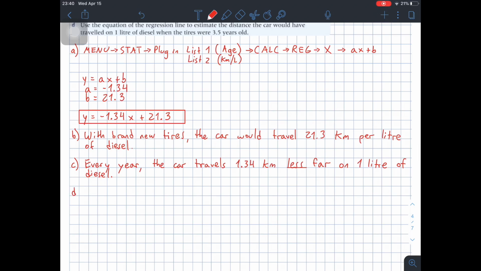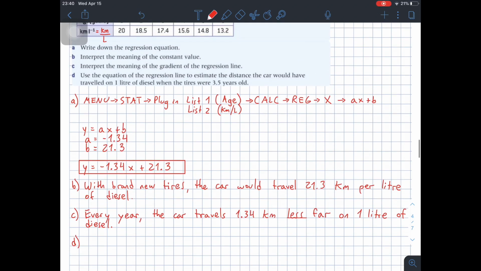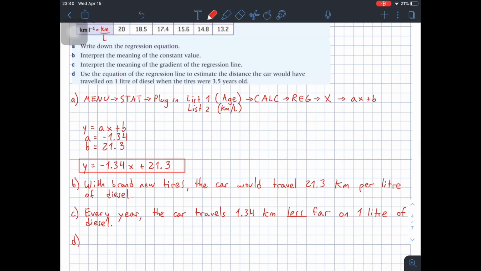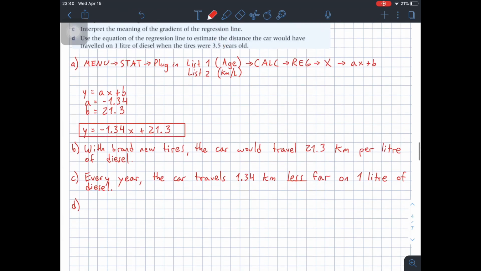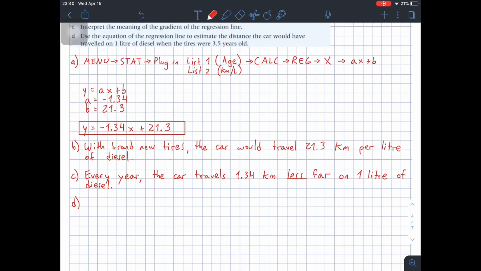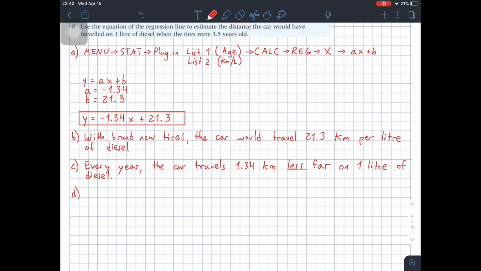Finally, for part D, we're going to use this line for prediction purposes. It says, use the equation of the regression line to estimate the distance the car would have traveled on 1 liter of diesel when the tires were 3.5 years old. So 3.5 is a value somewhere in the middle, right? So maybe the answer would be something around 16 point something, right? So let's see. How can we calculate the exact value? Easy. We already have the equation of the line. So once we have the equation of the line, we could just plug in the value of x, which is 3.5 years old, and we would get the value of y.